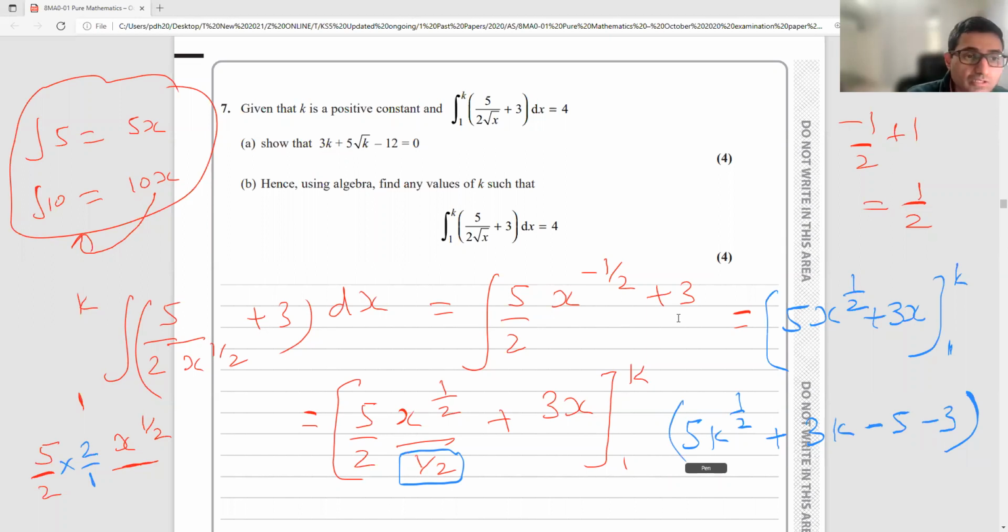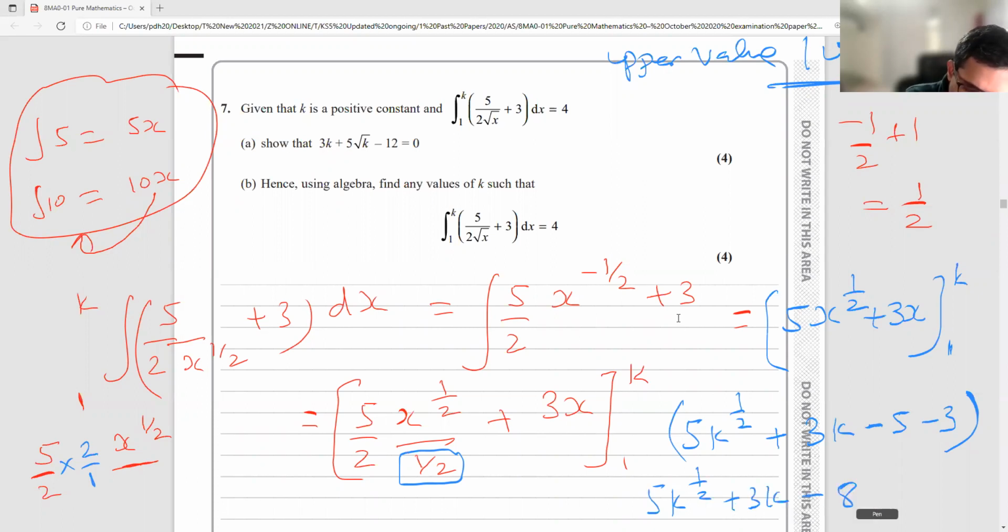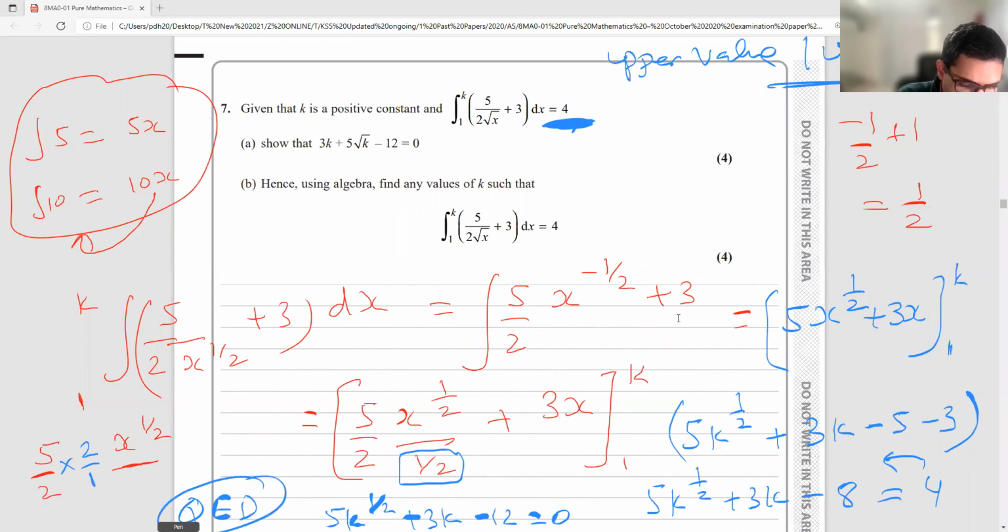The way to work out the bounds, we substitute the upper value or upper limit. We say it as bound or limit. We substitute the upper limit, and then we substitute the lower one. When we simplify it, we get 5k to the power half plus 3k minus 8, and they said this is equal to 4. When they say equal to 4, we can bring 4 to the other side, and we are going to get 5k to the power half plus 3k minus 12 equal to 0. You can write QED, or you can write as required. So that is what we got, and that is what they asked.